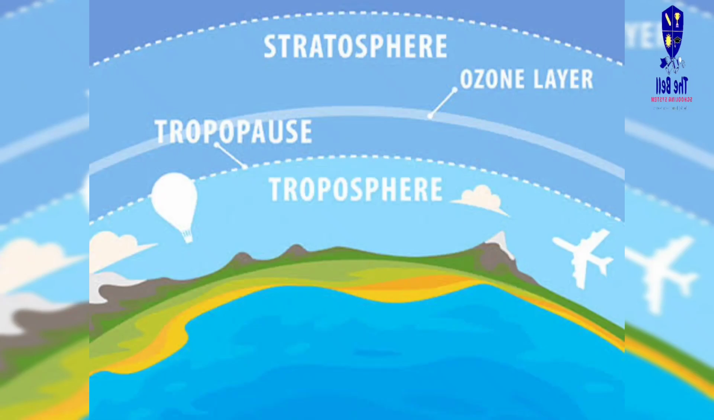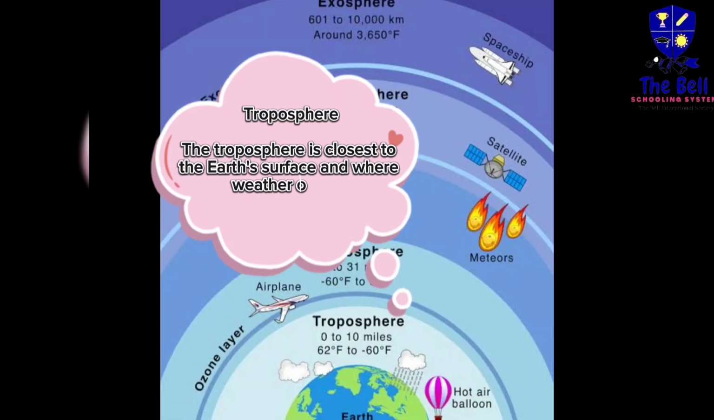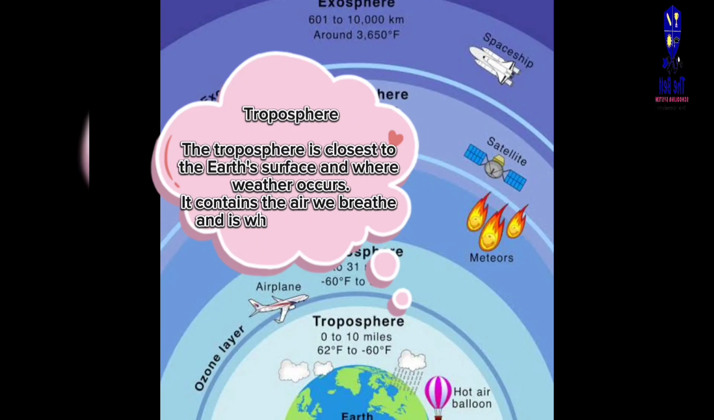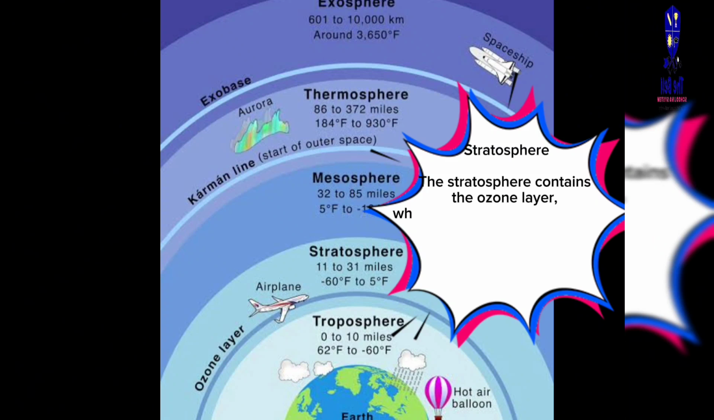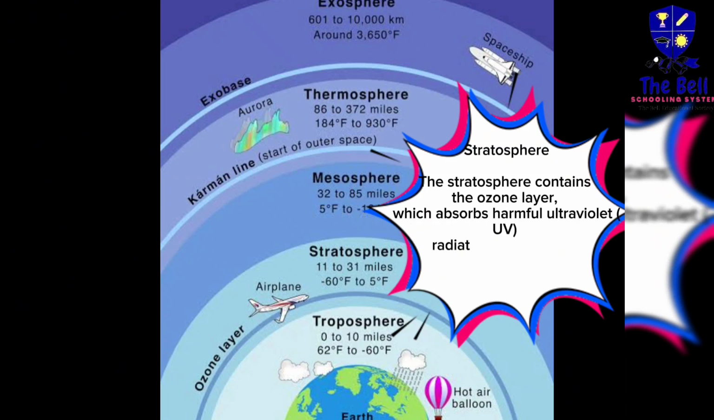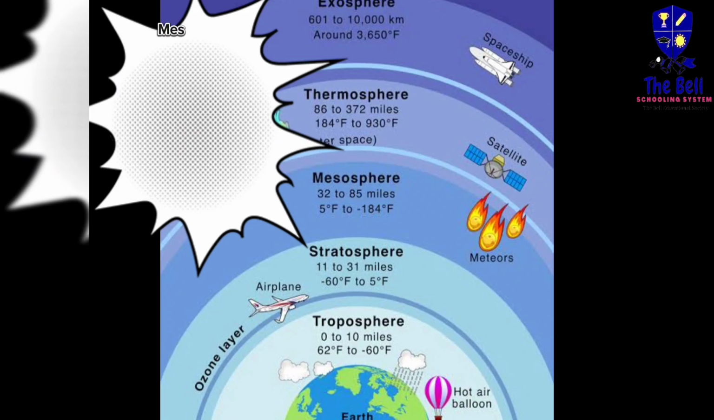Troposphere. The troposphere is closest to the Earth's surface and is where weather occurs. It contains the air we breathe and is where clouds form. Stratosphere. The stratosphere contains the ozone layer, which absorbs harmful ultraviolet, UV, radiation from the sun. This layer protects us from sunburn and skin cancer.